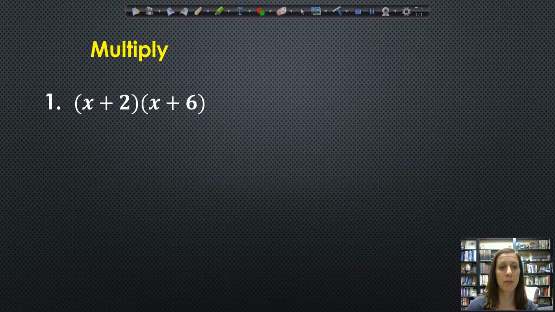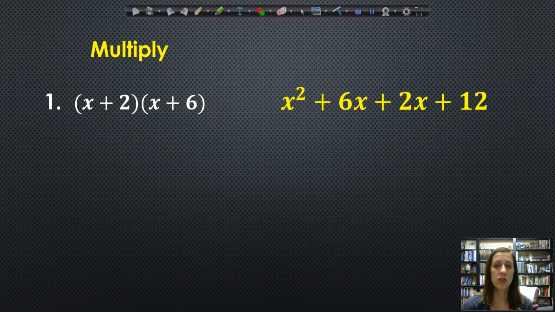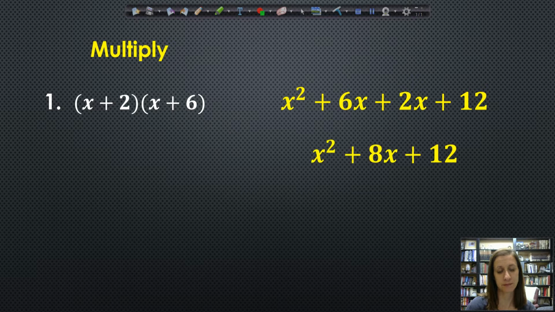When we multiply binomials, you're either using the box method or using the distributive property twice. Either way, when you distribute through or use the box method, you always end up with 4 terms, and there are always 2 terms that you can combine. So (x plus 2) times (x plus 6) becomes x squared plus 8x plus 12.